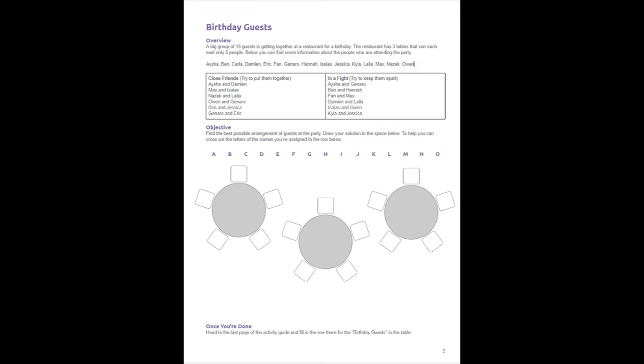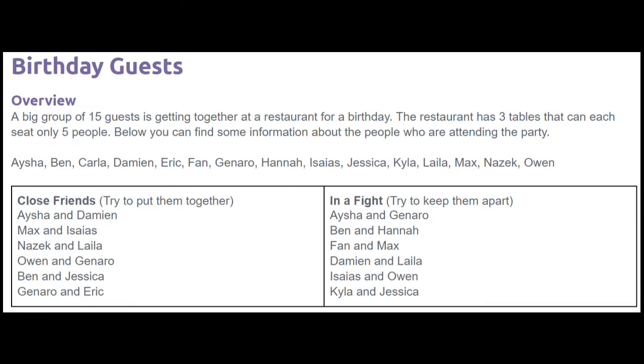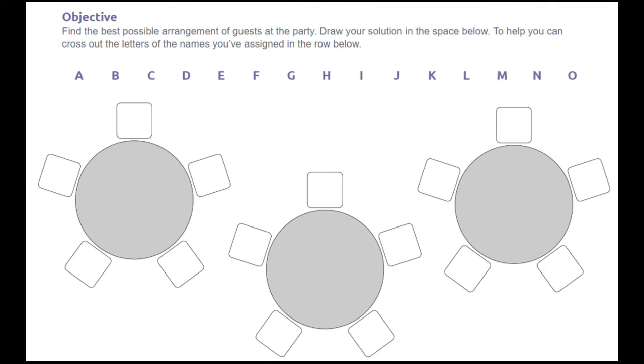Now let's look at the birthday guest problem. Look at the overview. A big group of 15 guests is getting together at a restaurant for a birthday. The restaurant has 3 tables that can each seat only 5 people. Below, you can find some information about the people who are attending the party. Your objective is to find the best possible arrangement of guests at the party. Draw your solution in the space below. To help, you can cross out the letters of the names you've assigned in the row below.